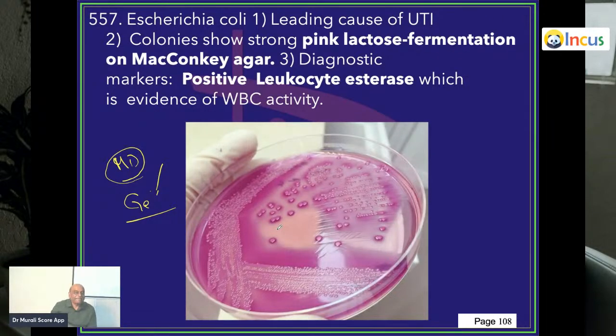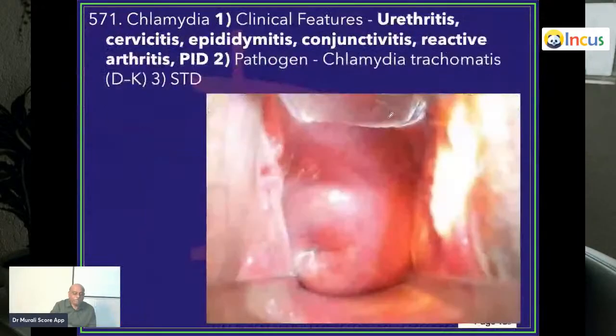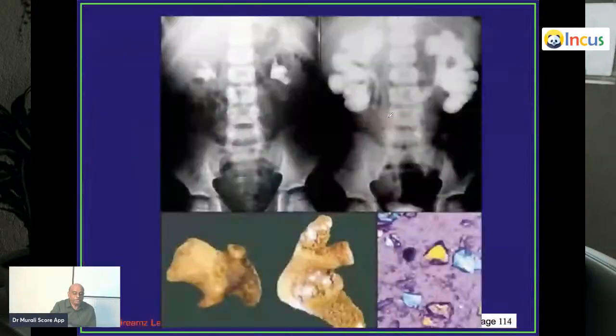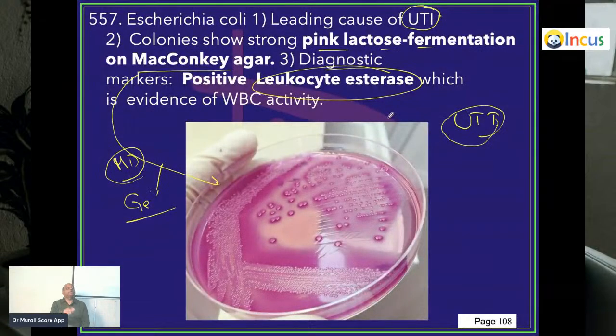So, yes. E. coli is the leading cause of UTI. Pink lactose fermenters on MacConkey agar are the E. coli. Now we are talking about the organisms leading to UTI. Leukocyte esterase activity will be typically positive. That's what we need to remember, right? Leukocyte esterase positivity is an evidence of WBC activity in E. coli.